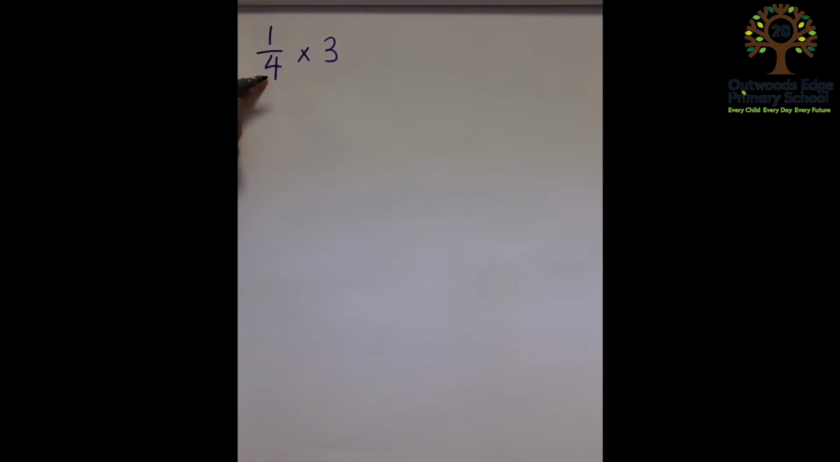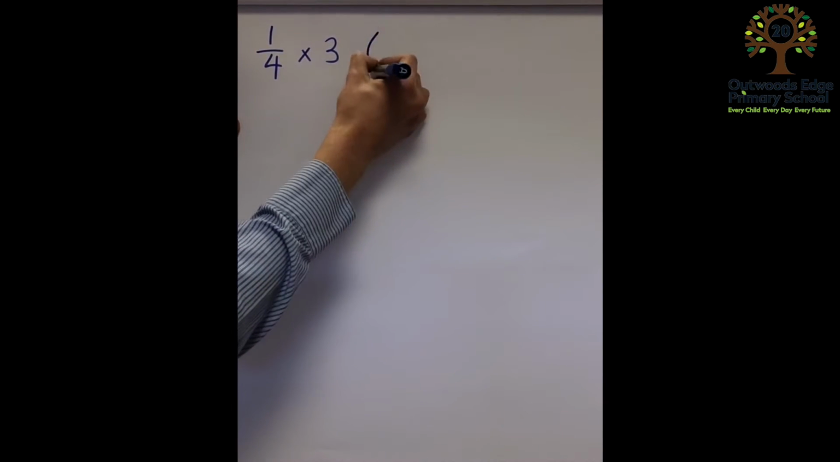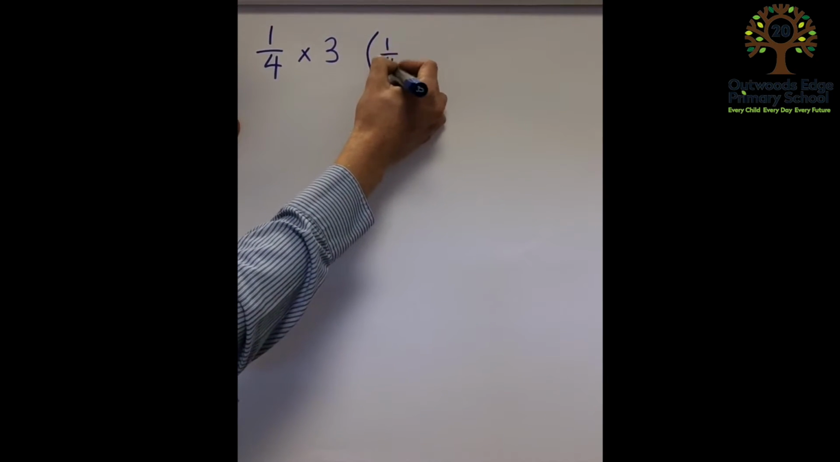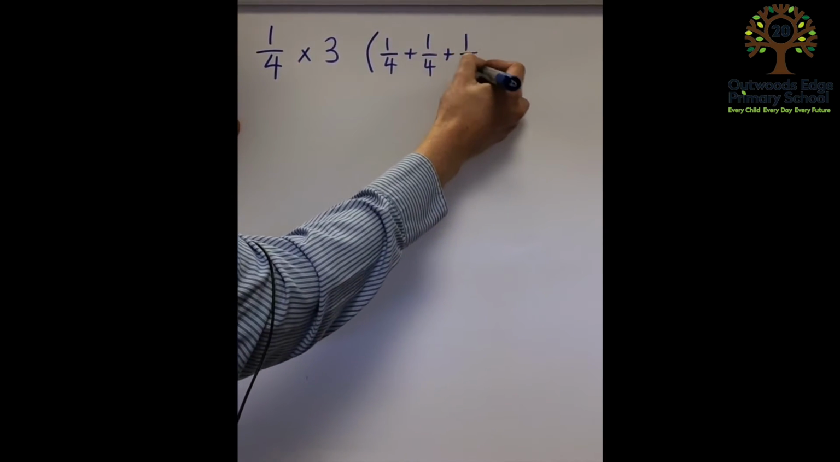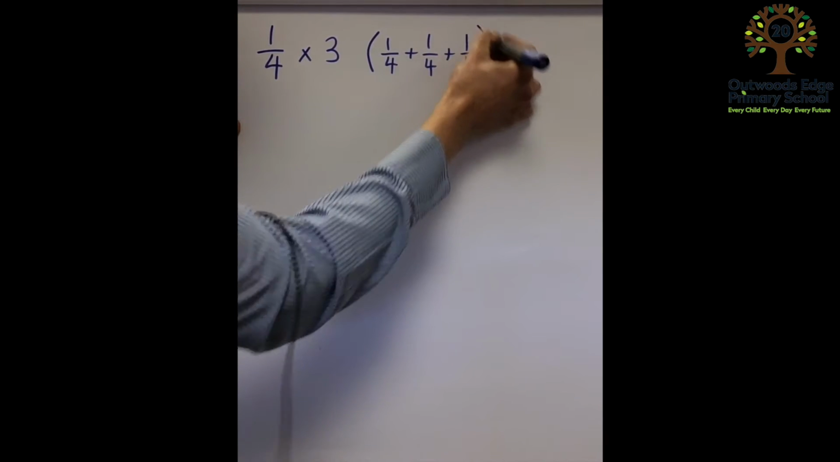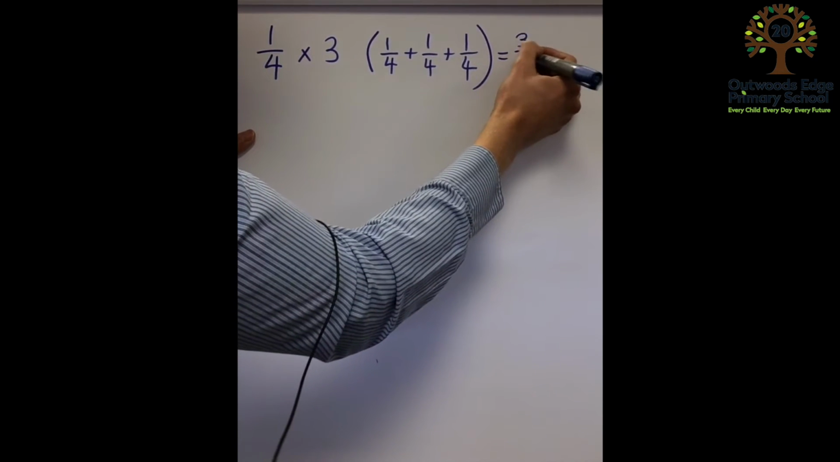So we've got 1/4 times 3. Now multiplication is just repeatedly adding the same number. So all I'm actually doing here is, and I'll put this in brackets to show my thinking, 1/4, add 1/4, add 1/4. And when the children remember that and think about that, they can simply see, oh, that's 3/4.